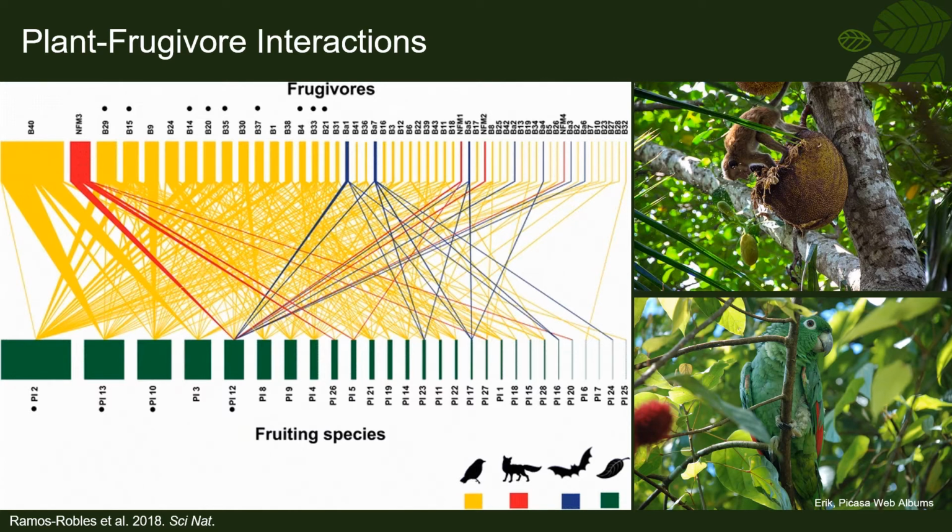An example interaction map between fruiting plants and frugivores is shown here for a tropical forest in Mexico. The rectangles, or nodes, at the bottom represent plants, and the nodes at the top represent birds, bats, and non-flying mammals. The width of the links and nodes correspond to the intensity of the interaction. Increasing our understanding of these interactions can in turn help us better understand patterns of biodiversity.